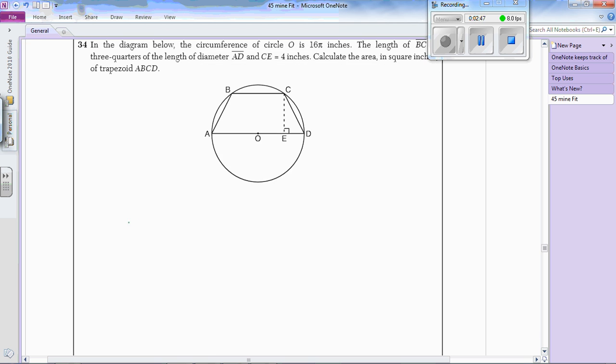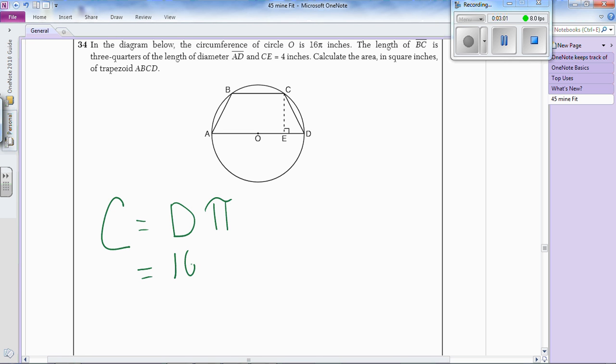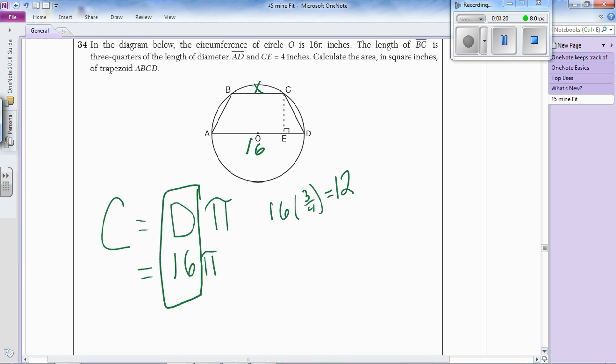All right. So here it says, it tells you the circumference of the circle. If you remember, the circumference of the circle is diameter times pi. And it tells you the circumference is 16 pi. Therefore, that is the diameter, 16. Then it says that this side is 3/4 of this. So if I take 16 and then multiply by 3/4, I get that side, which is 12. So that's 12.